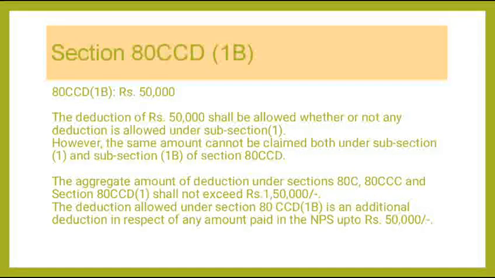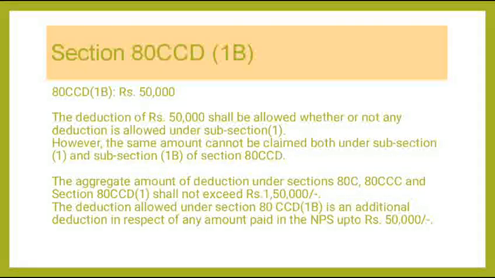There is another section called section 80CCD subsection 1B. This subsection provides an additional benefit to the NPS subscribers. The additional benefit is in the form of a deduction of rupees 50,000. The deduction of rupees 50,000 shall be allowed whether or not any deduction is allowed under subsection 1.